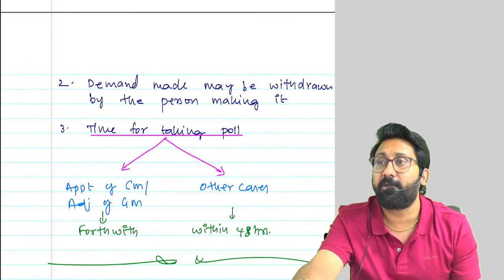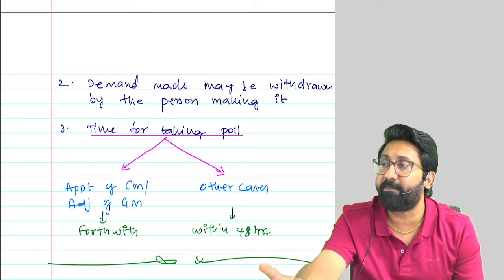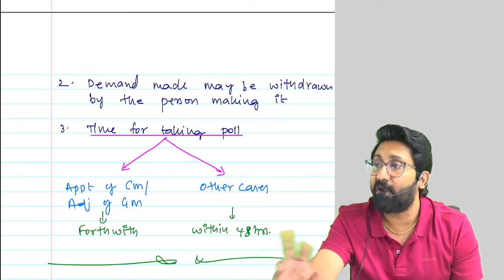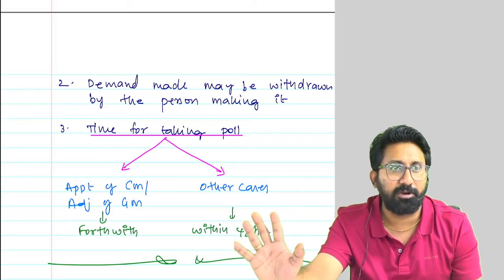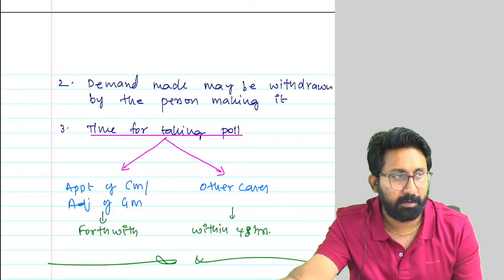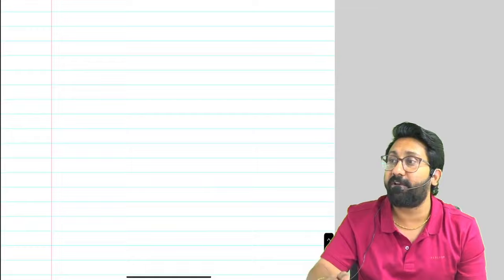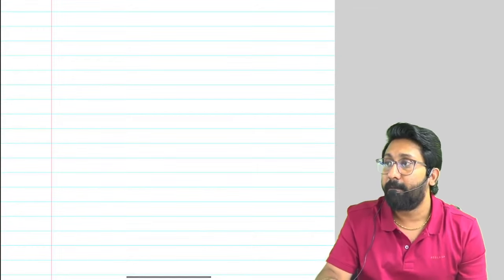Next, time for taking the poll. Appointment of chairman and adjournment of a meeting: immediately, forthwith. In all other cases, within 48 hours, you need to give the result of voting. That's all. This is the end of the concept called voting by poll.